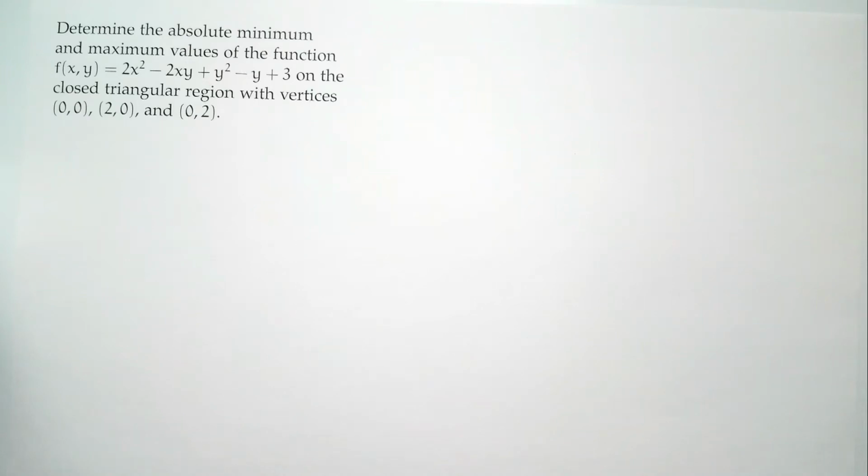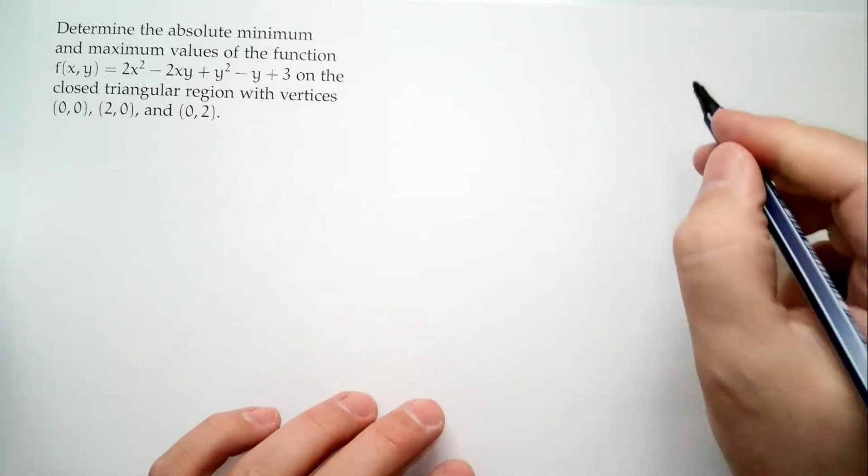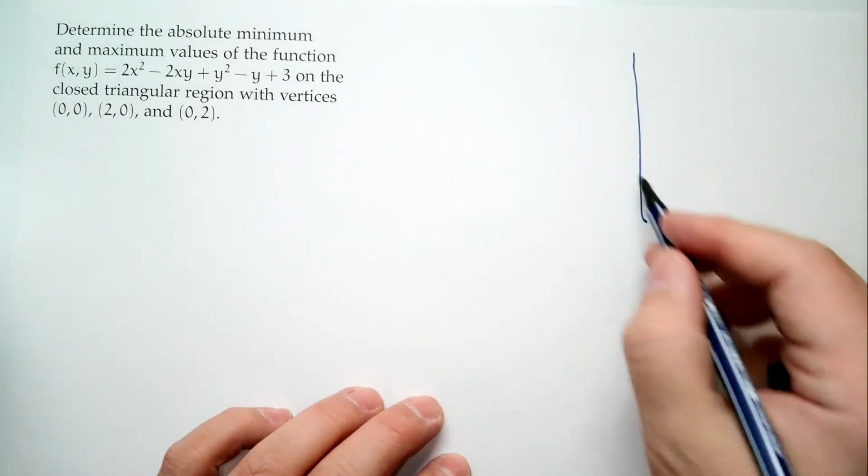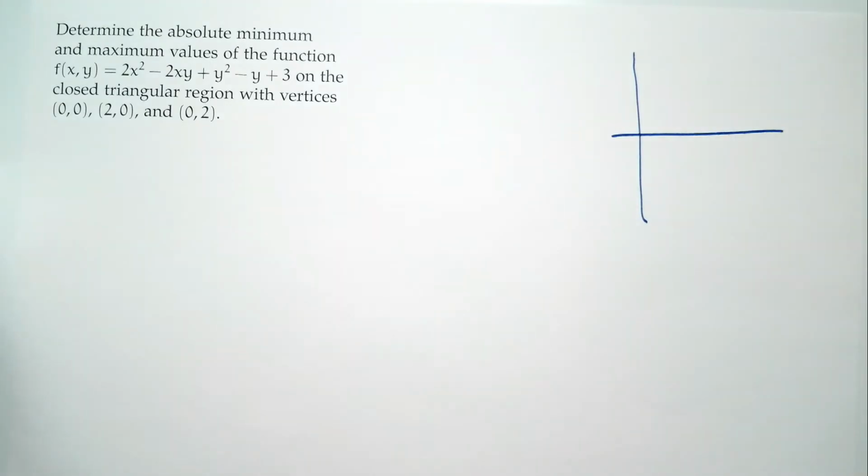Determine the absolute minimum and maximum values of the function f of x, y equals 2x squared minus 2xy plus y squared minus y plus 3 on the closed triangular region with vertices (0, 0), (2, 0), and (0, 2). So we should probably give a quick sketch of that. We would probably give you the picture, but this one, I think we can draw the picture.